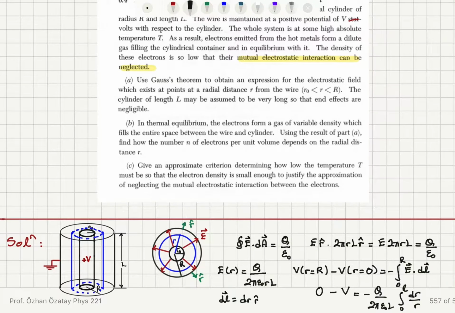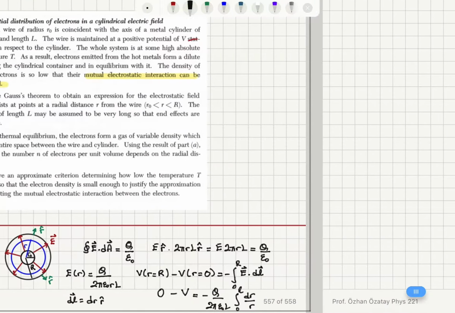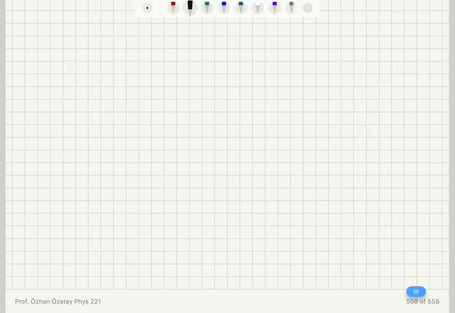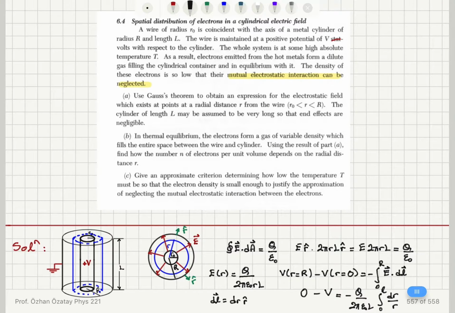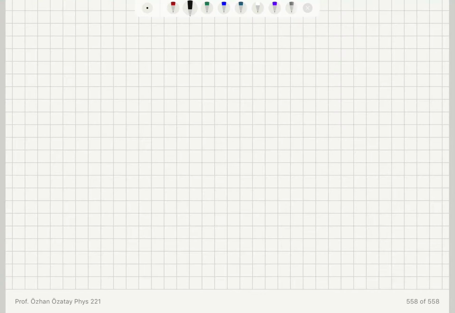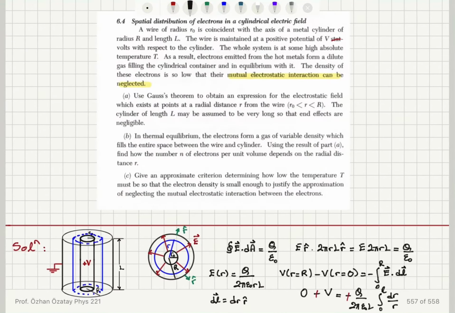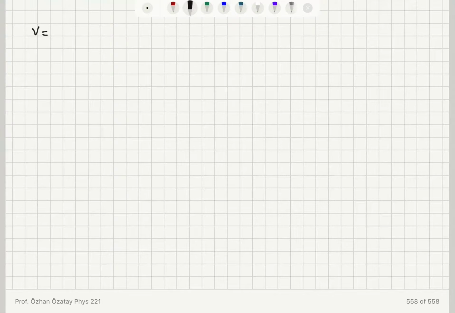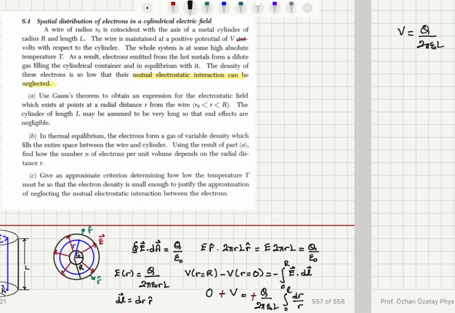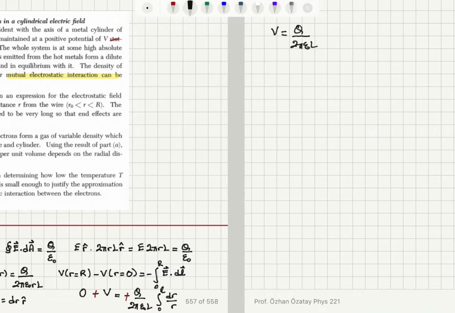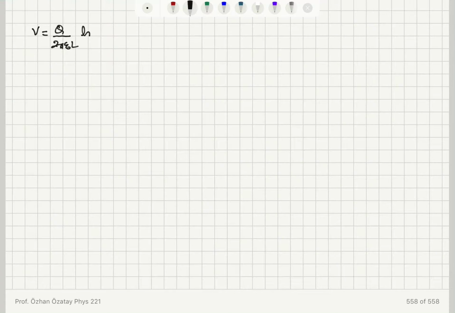So if I perform this integral, basically I find that minus V, so the minus signs cancel, so this is going to become plus V. V is equal to Q divided by 2 pi epsilon 0 L natural logarithm of R divided by 0. So that's what I would obtain here.